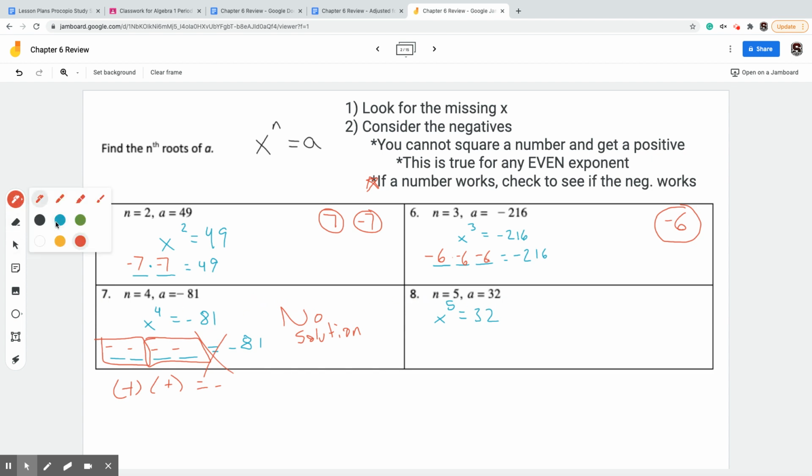Number 8 is saying the same thing. Again, see if you could do this yourself. I will pause and reveal the answer in one moment.